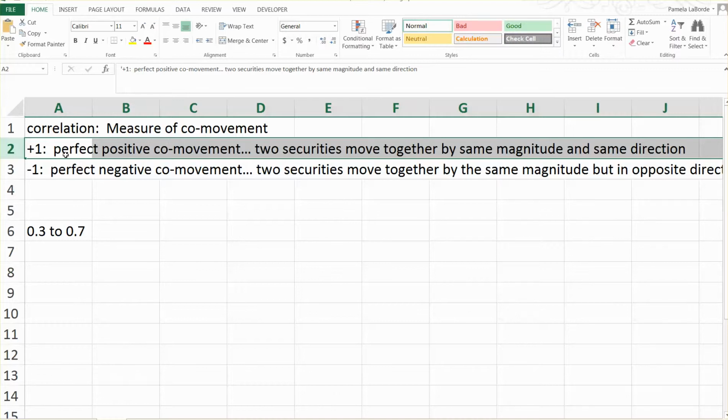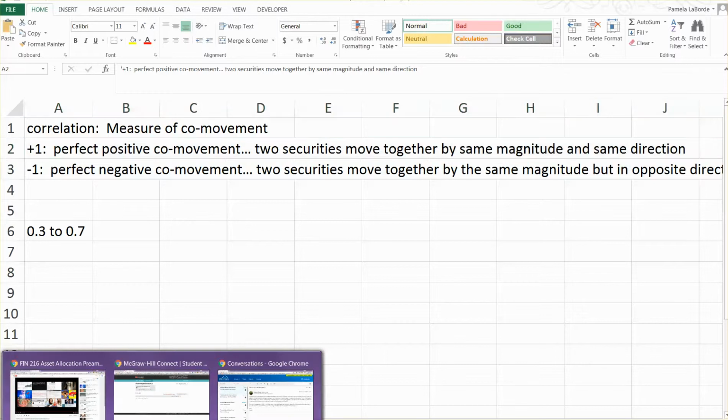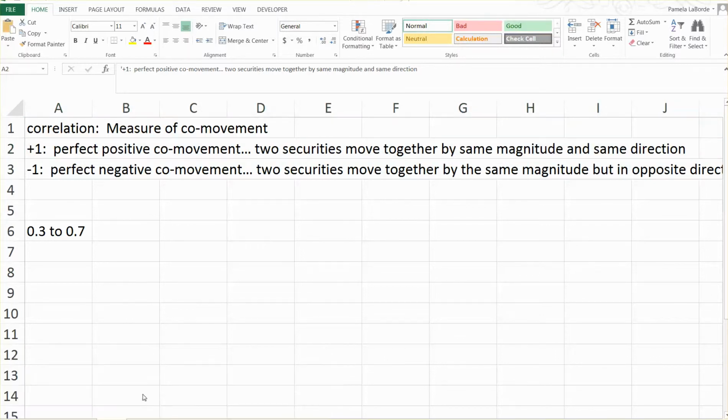It's possible to find securities with very high correlations, very close to +1, but perhaps not exactly a perfect +1. I've calculated the correlation between the S&P 500 and the Dow, and it's about 0.98. So it's awfully close to +1. But most stocks in the United States have correlations that range from 0.3 to 0.7. That means they tend to move in the same direction, but they don't move perfectly in the same direction.